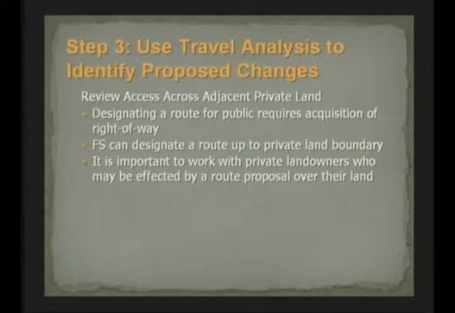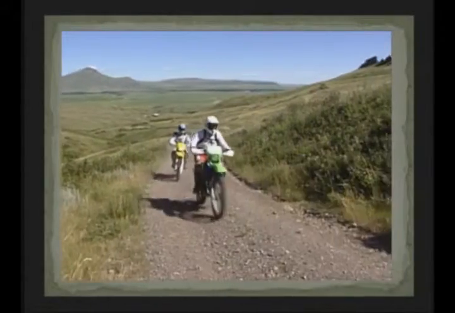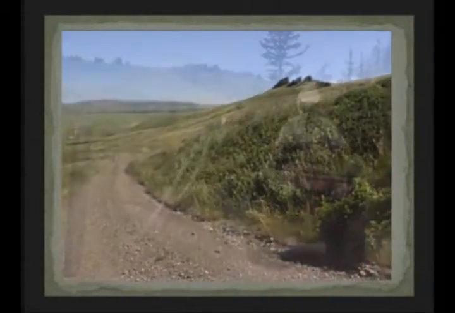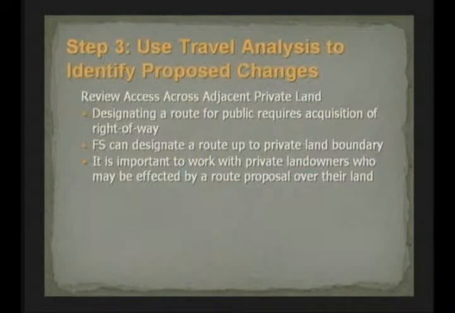When evaluating proposed routes, they need to review access opportunities across adjacent private land, keeping in mind that designating a route for public use requires acquisition of right-of-way. The Forest Service can designate a route up to a private land boundary, but it's important that they work with private landowners who may be affected by a route proposal over or near their land.